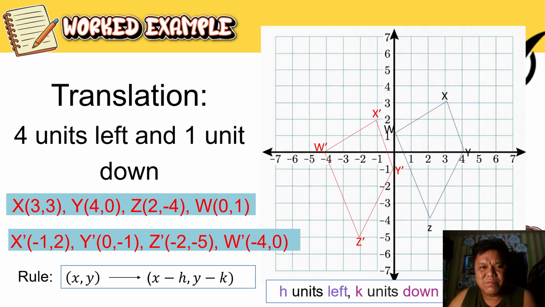So the rule is x minus h and y minus k, since both are left and down.